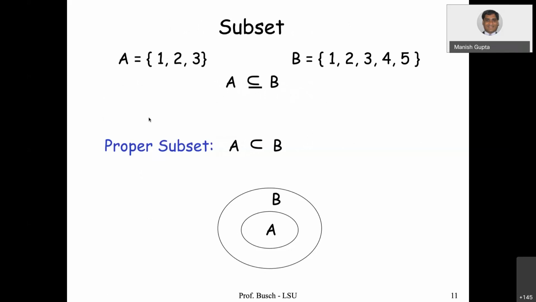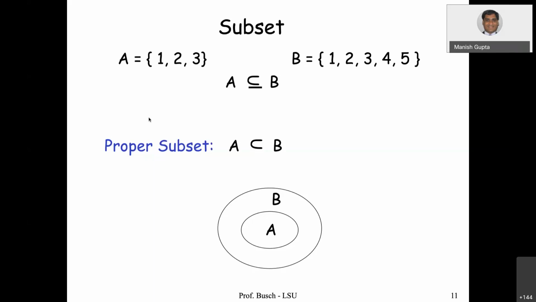Subset. If A is {1, 2, 3} and B is {1, 2, 3, 4, 5}, then A is a subset of B. If every element of A is also an element of B, then we say that A is a subset of B. If the size of B is more, certainly we can say that A is a proper subset, since there are elements in B which are not in A. That may be a possibility.